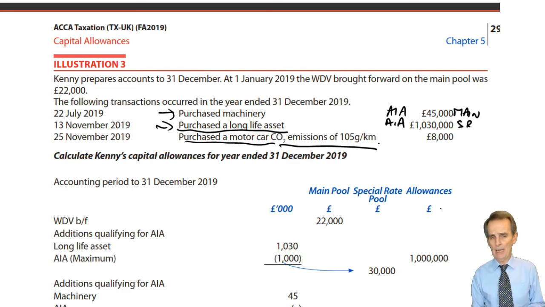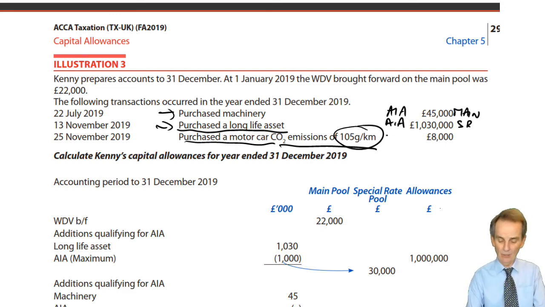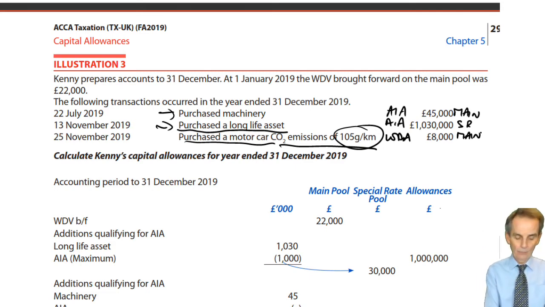And if it is WDA, is it main pool 18% or is it special rate pool just 6%? That at 105 grams per kilometre means we're talking about writing down allowance, and we're talking about main pool expenditure. What do we kick off with?